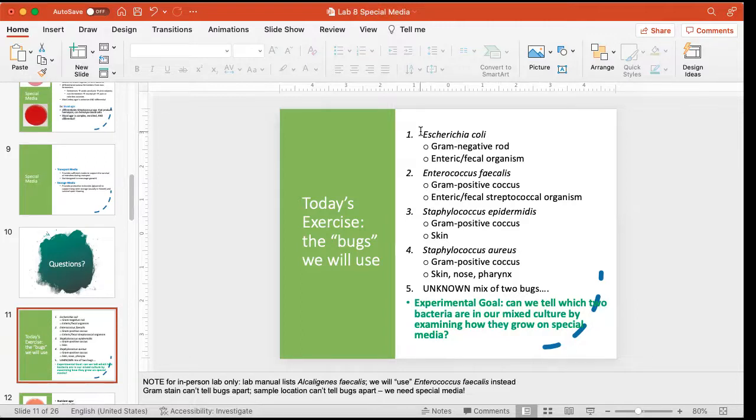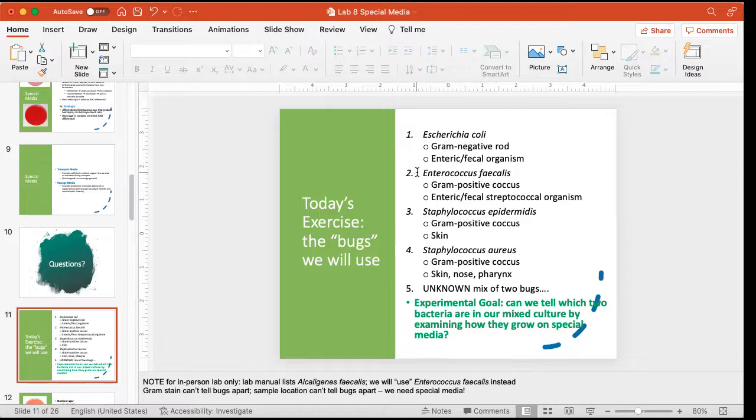E. coli is a gram-negative rod, and this is an enteric organism. This is an organism that lives in the gut. You'll also hear it referred to as a fecal organism, and that's because E. coli is passed out of humans and other animals' guts in the feces. And it's passed out as a living organism. So it's a source of contamination, this fecal material.